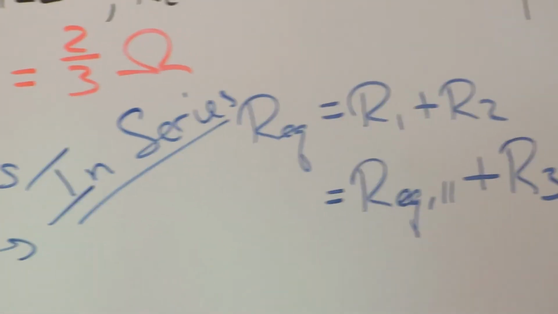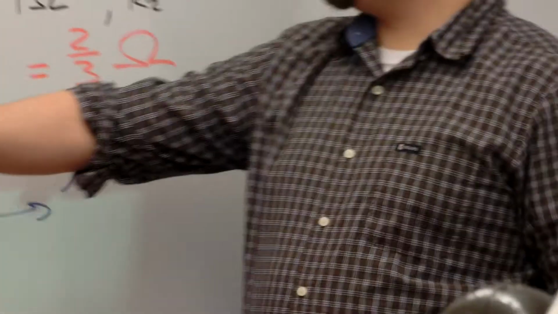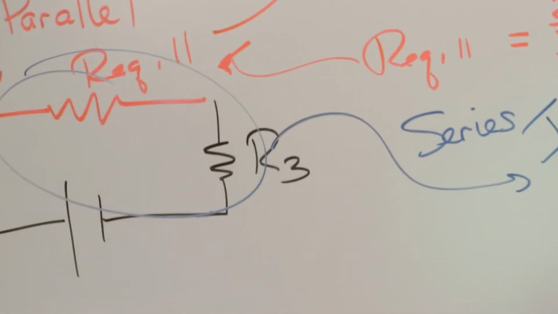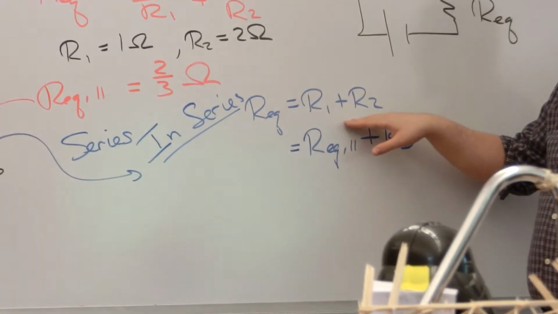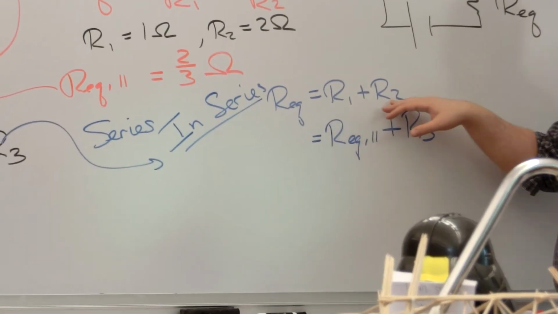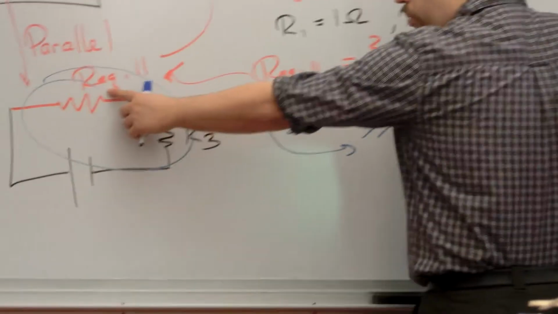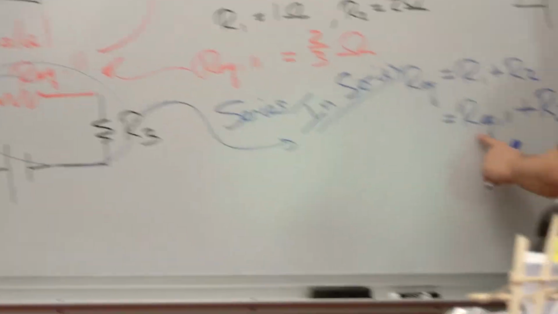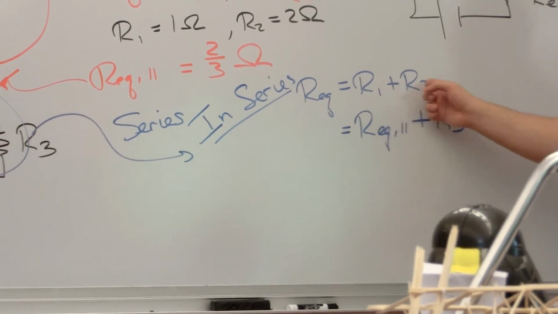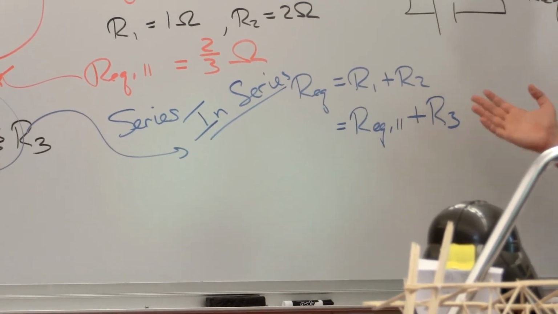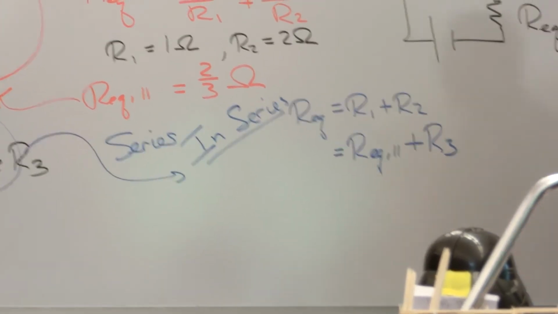So resistance of 1, 2 plus 3. Kind of. In general, it's this. If I've got two resistors in series, some random old R1 and R2, it's R1 plus R2. For us though, the two resistors I have in series are R equivalent parallel and R3. So it's R equivalent parallel plus R3.